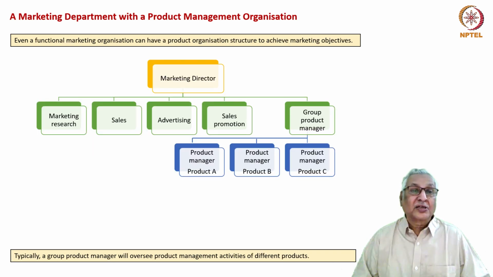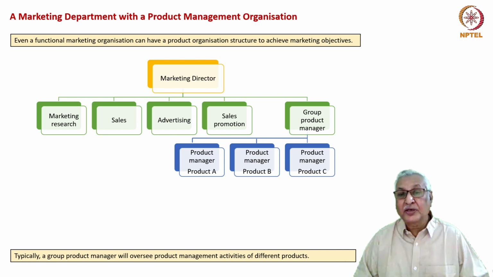Even a functional marketing organization can have a product organization structure to achieve marketing objectives. In this case, the marketing director has direct relationships with market research, sales, advertising, and sales promotion. However, there would be a group product manager who would be controlling three product managers dedicated to three products. Typically, a group product manager will oversee the product management activities of different products.